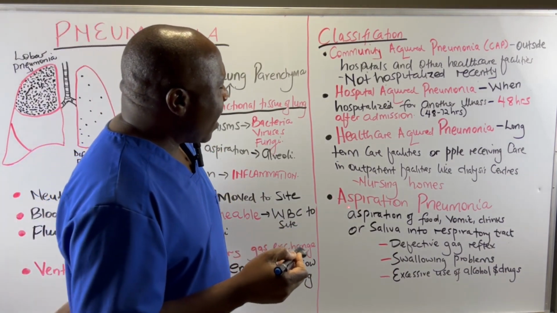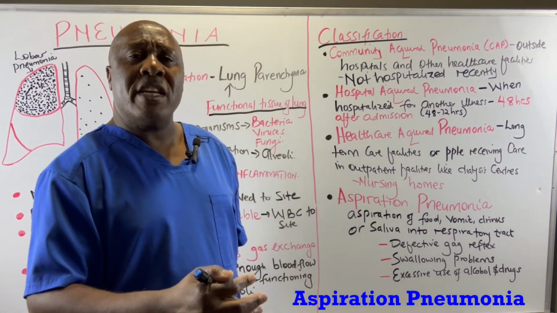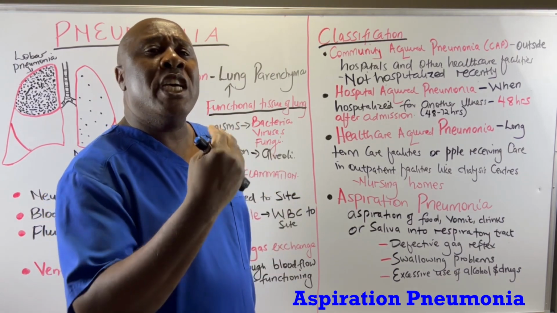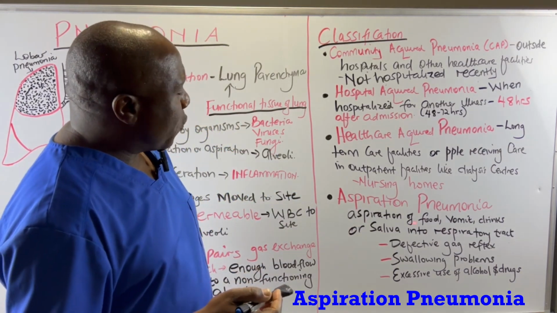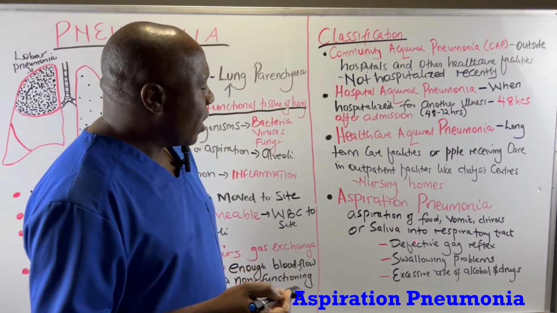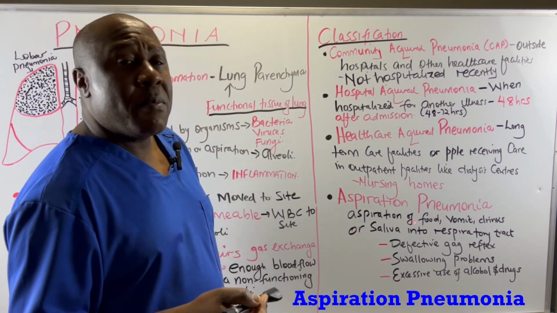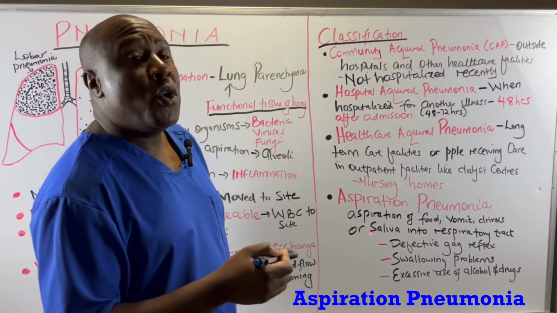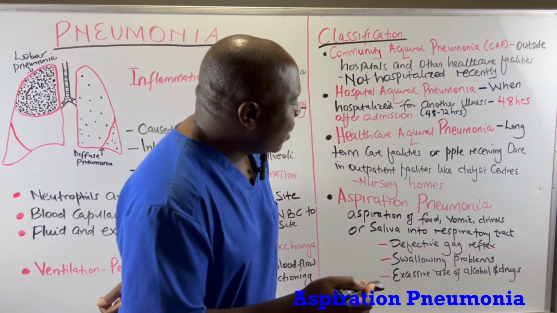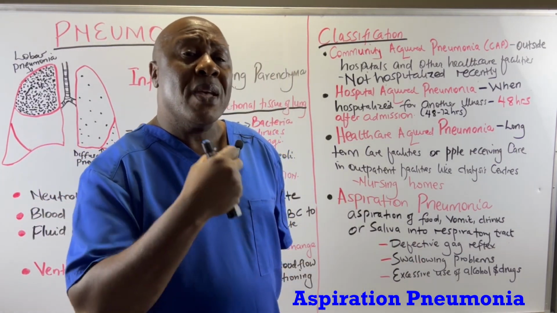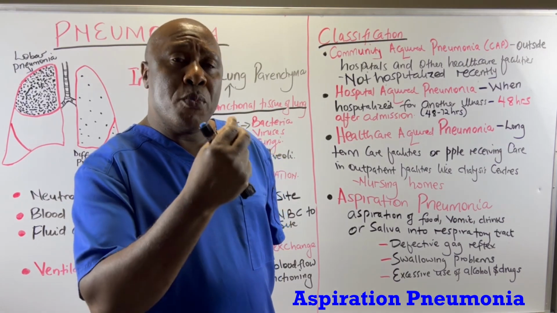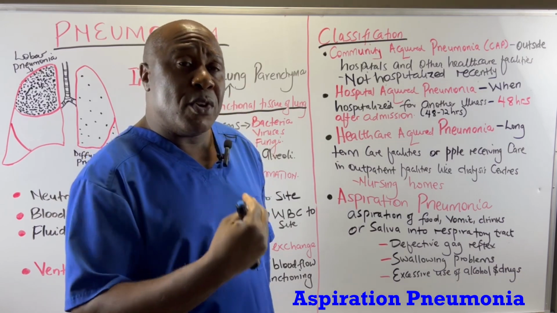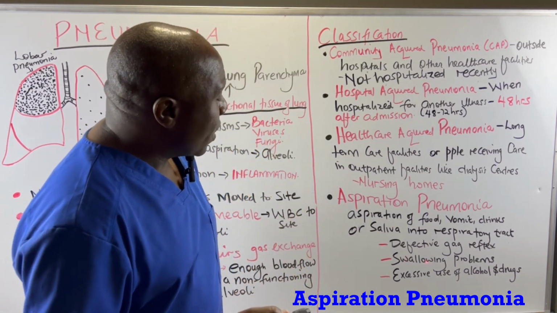And then we also have aspiration pneumonia. This is pneumonia that occurs when we aspirate foreign particles into the lower respiratory tract. For example, we may aspirate saliva, food, vomit, or even a drink. And this aspiration pneumonia will occur especially in people who have a defective gag reflex. Remember, a gag reflex is a protective mechanism. So when you have a defective gag reflex, you are able to aspirate contents into the lower respiratory tract.